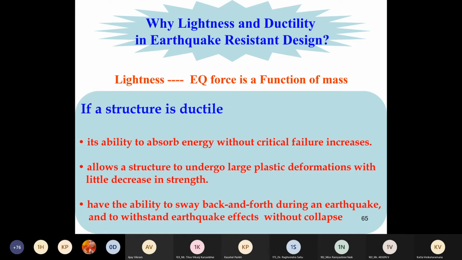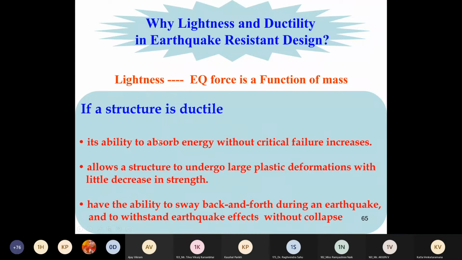Why lightness and ductility in earthquake resistant design? Lightness: earthquake force is a function of mass. So earthquake force is mass times acceleration, which is the inertia force. So to reduce inertia force, either we have to decrease mass or decrease the acceleration. So to decrease mass means to make the structure as light as possible.